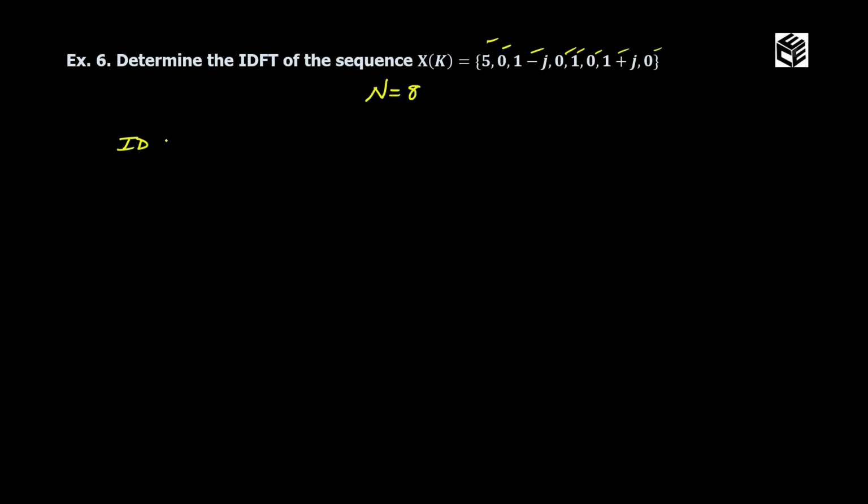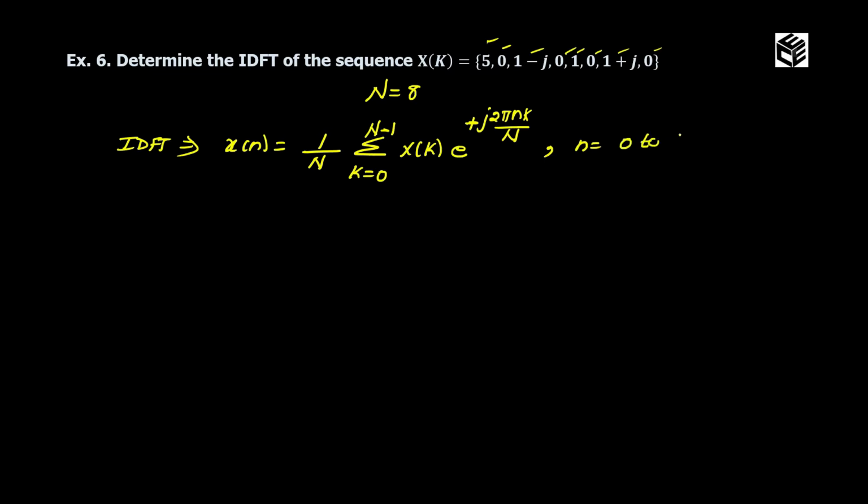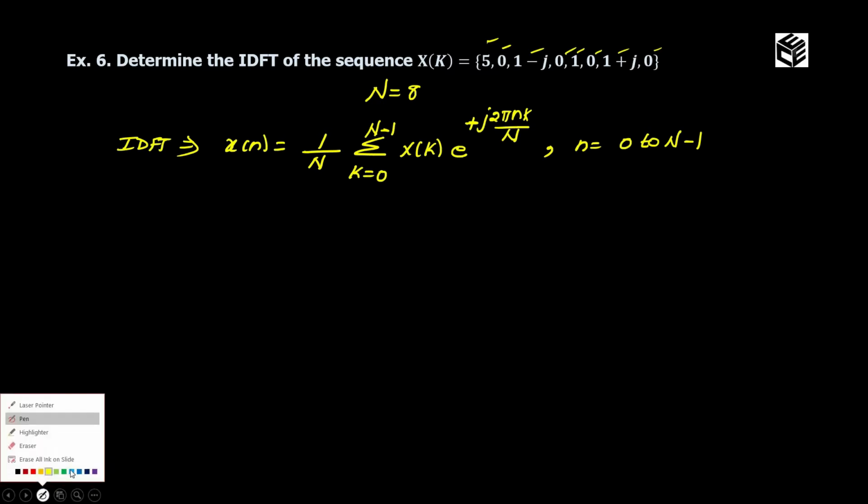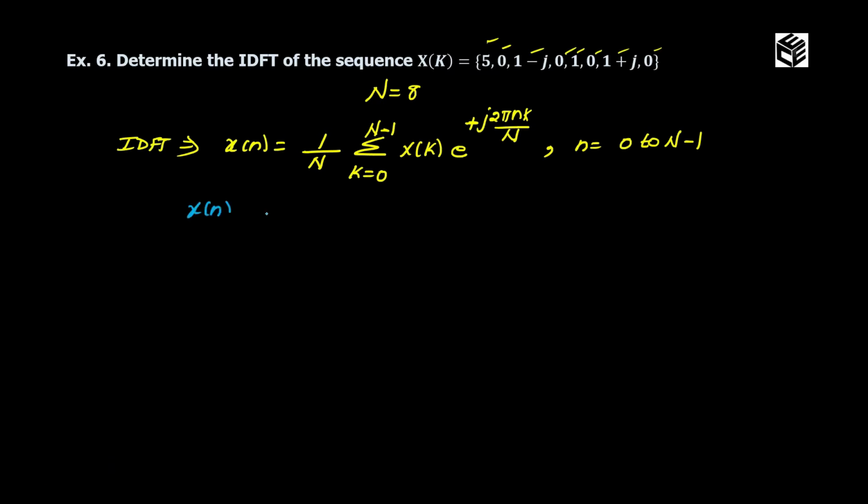By the formula of IDFT, we know x of n is equal to 1 by n, summation k is equal to 0 to n minus 1, x of k e power plus j2 pi n k divided by capital N, where the value of n is from 0 to n minus 1. All these steps we know. Now I am going to apply the value of n as 8 in the formula. I will get the answer as x of n is equal to 1 by 8 into summation k equal to 0 to 7, x of k e power j pi nk divided by 4, where n is from 0 to 7. Right.